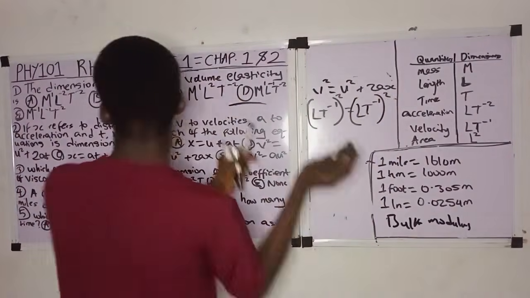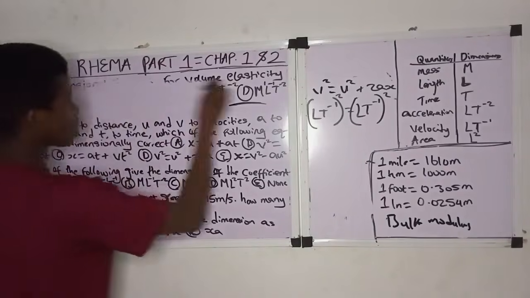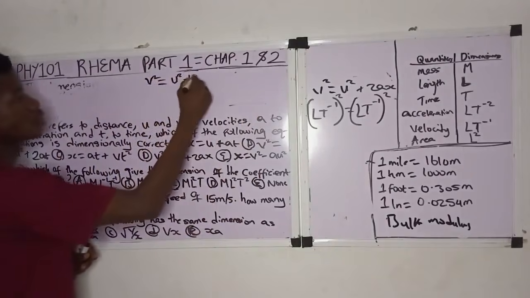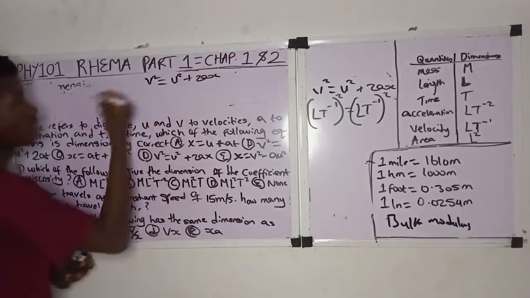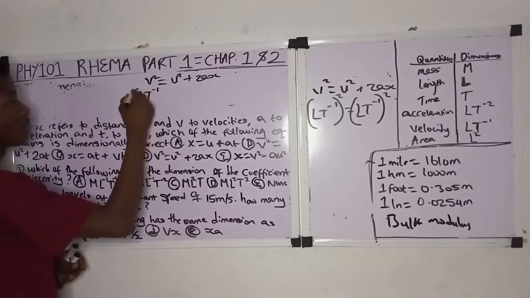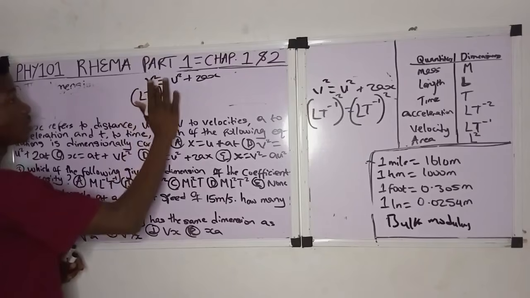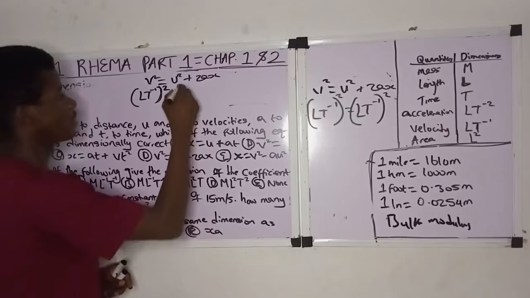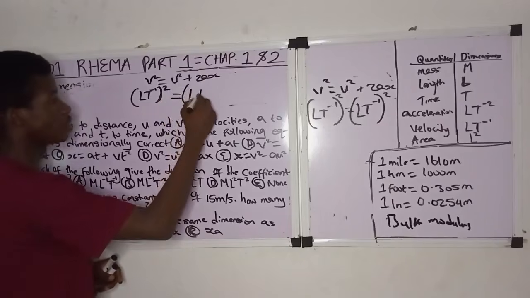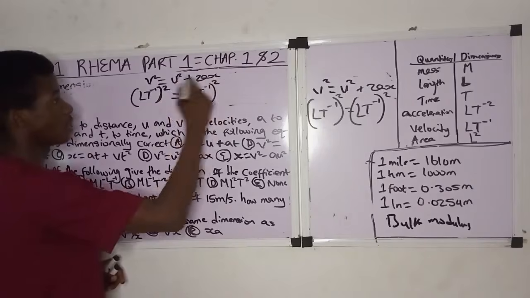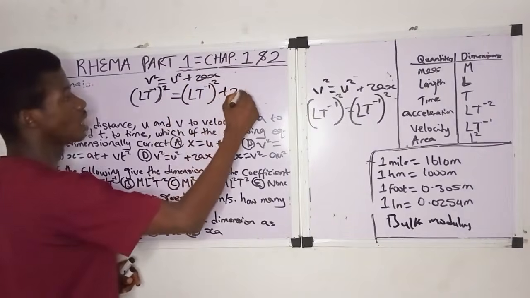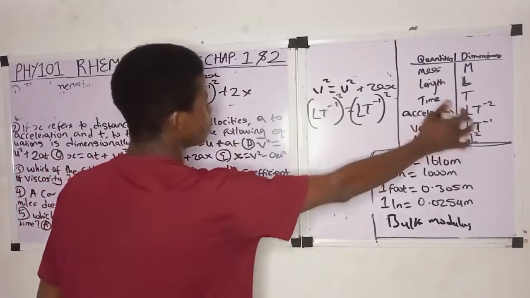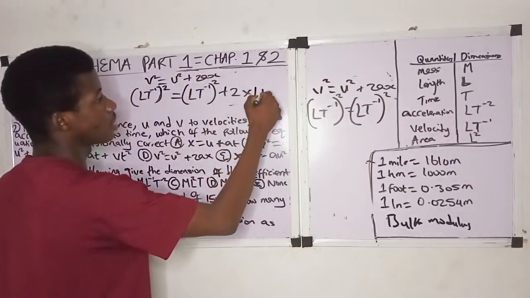Okay, let's continue. We all know that v squared equals u squared plus 2a(x). Now, the dimension for velocity is LT raised to power minus 1. Velocity is squared in this place, so all squared. Then equals velocity again, with dimension LT raised to power minus 1, all squared because of this square. Then plus 2 times acceleration. What is the dimension of acceleration? The dimension of acceleration is LT raised to power minus 2, right?